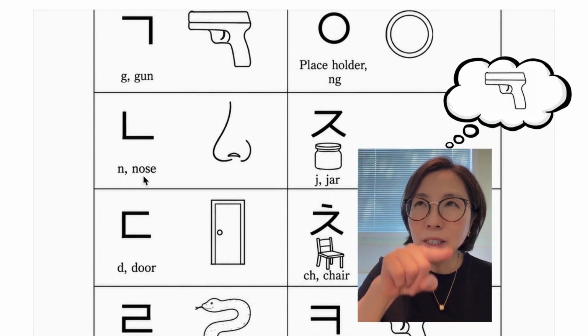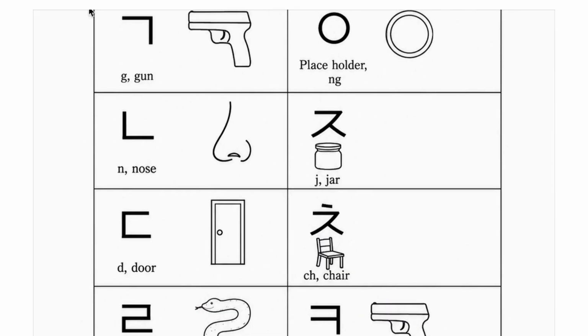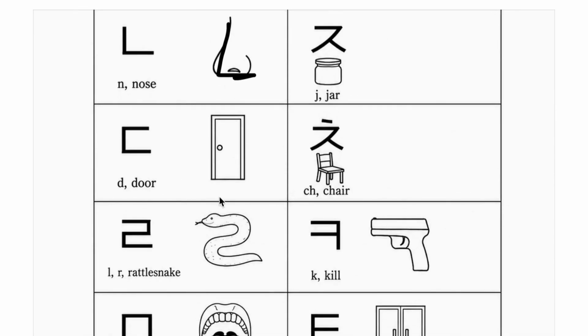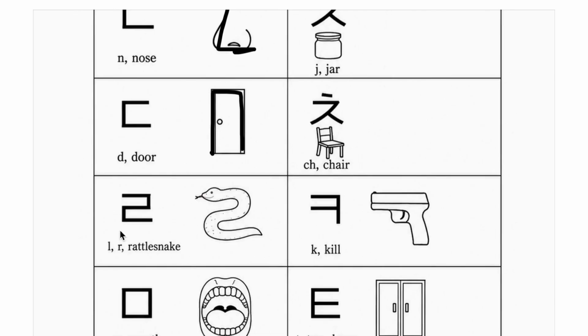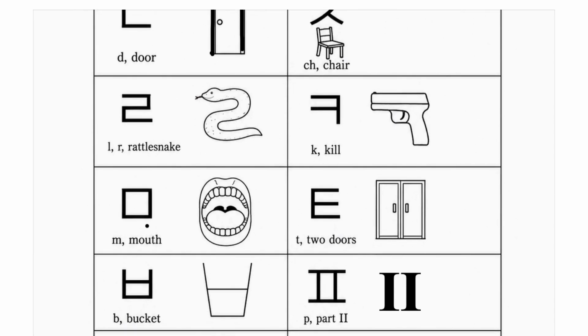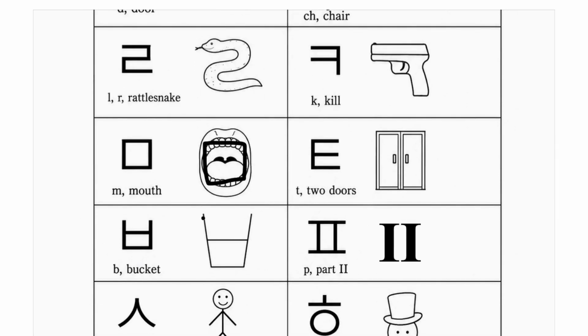New, nose, N and nose is a new sound. Looks like a nose, right? Let me get my pen here. Yeah, it looks like N, right? Do as in door, but it's like upside down. So remember, do is neither L nor R, but somewhere in between. But it looks like a rattlesnake, R, right? Moo, the moo sound looks like a square, the gateway to your mouth. Yeah, moo, mouth. Boo looks like a bucket, right?